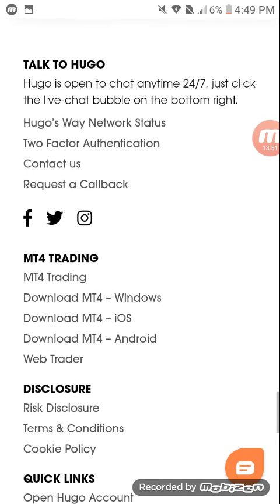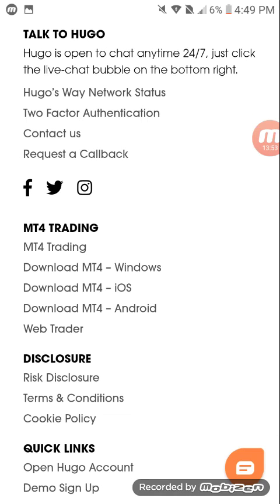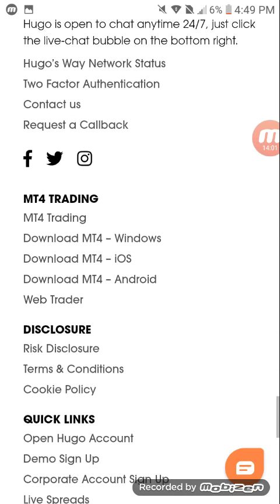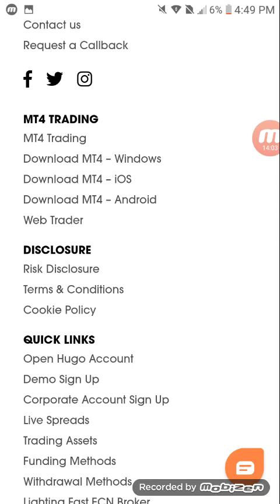Hugosway network status, two-factor authentication. If you want two-factor authentication for your security, you can have two factors of security on there. You can contact them, or request a callback. They're on Facebook, Twitter, Instagram.